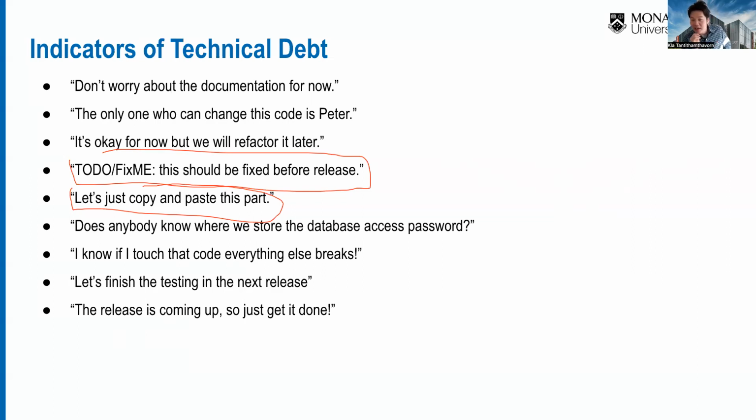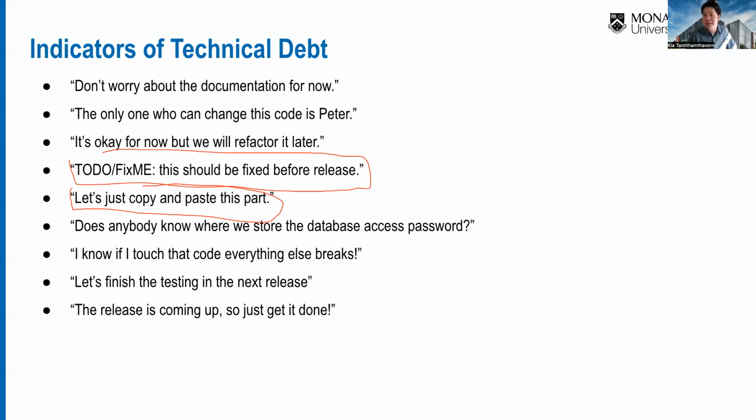Let's finish the testing in the next release. Oh dear. Okay, we will not test anything in this release, we're going to test in the next release. That's not a good practice as well, right? The release is coming, so let's just get it done. It means that you just skip on fixing the issues. You're pretty much focusing on delivering the software, right? And probably if you remember one part of the quiz in the first few weeks, this is a kind of testing in production. We just release it and test with the customer. Whatever they find, we will fix it later. It's not a good practice.